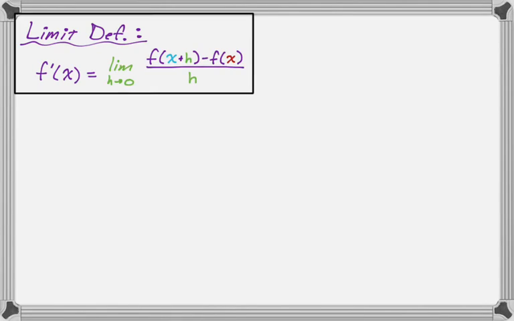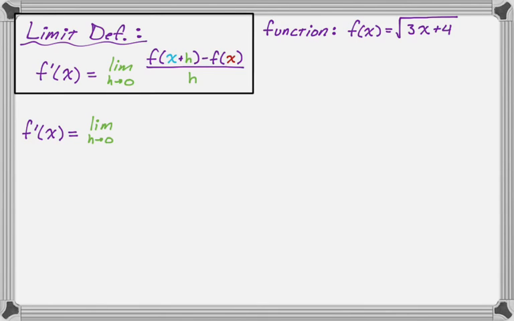Which is really just a slope formula. So we're taking the limit as h approaches 0 of a slope formula. And the function we're going to do this for is radical 3x plus 4. So first, we just write it down. So it's going to be f prime of x is the limit as h approaches 0.